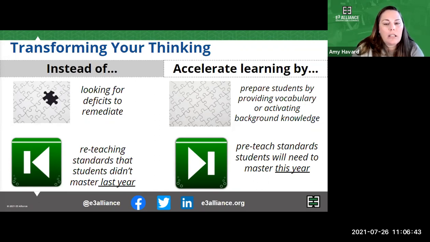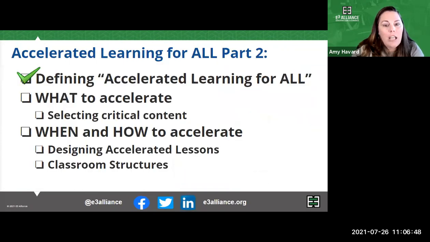Now that we're all on the same page about this concept of acceleration for all, let's look at how. What do we need to do to make this happen? So I'm going to go ahead and hand it off to Teri to talk to us about how we make accelerated learning for all happen in our classrooms.